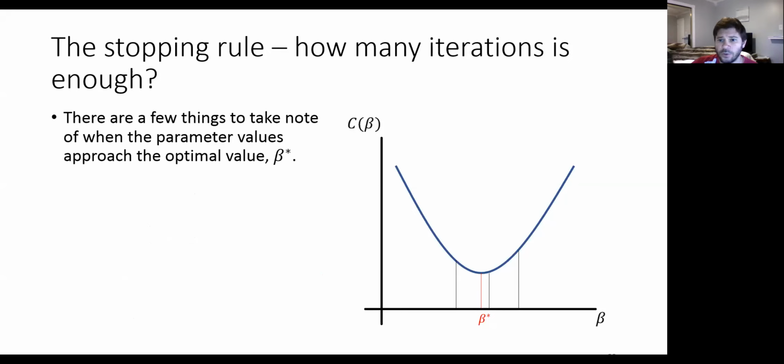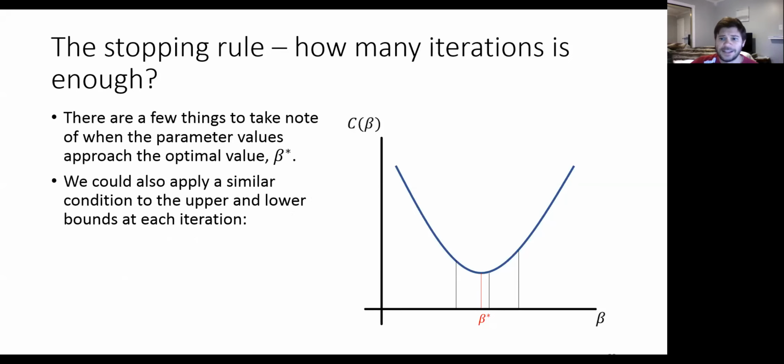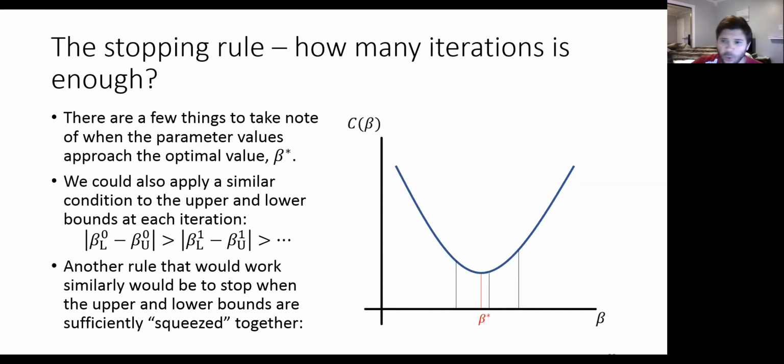The other thing to note when we get closer to beta star is that the upper and lower bounds at each guess also become smaller at every iteration. The upper bounds at iteration 0 are really wide, but then they get smaller, smaller, and smaller. So another rule that will work would say, let's squeeze those upper and lower bounds together until they become sufficiently small in distance. If the upper and lower bounds become sufficiently close, then we know we are bisecting sufficiently close to the optimal solution. So this is an alternative stopping rule that would get the job done as well.